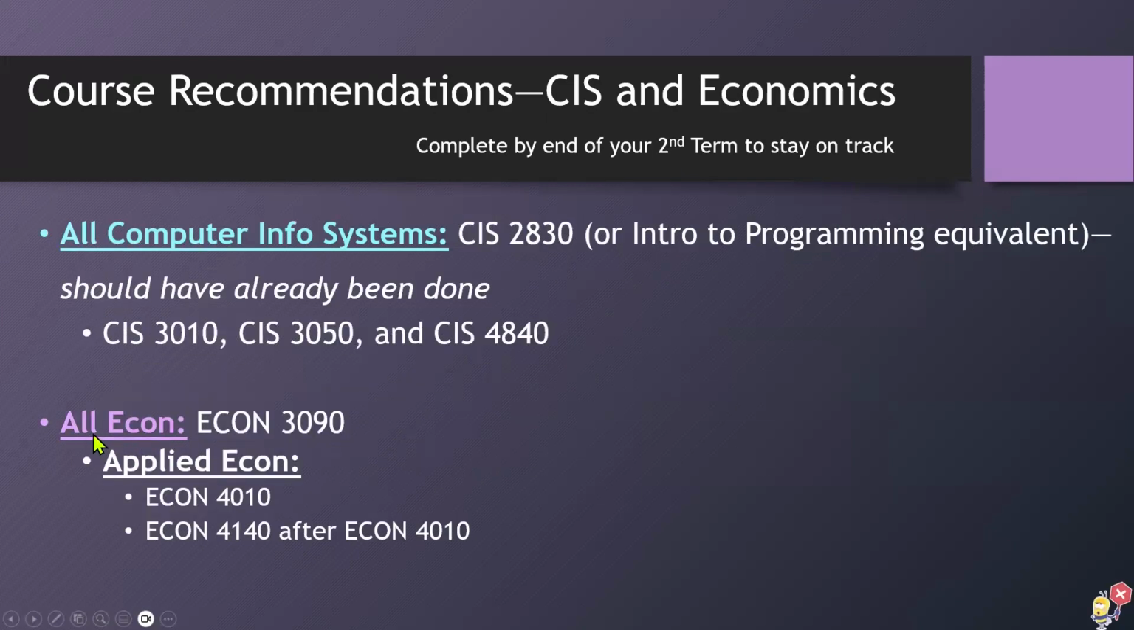Now for econ, so all econ majors, we want you to try to finish Econ 3090 by your second term. If you are in applied economics, we want you to finish Econ 4010 and Econ 4140 after you complete Econ 4010. So those are the course recommendations for our econ students.